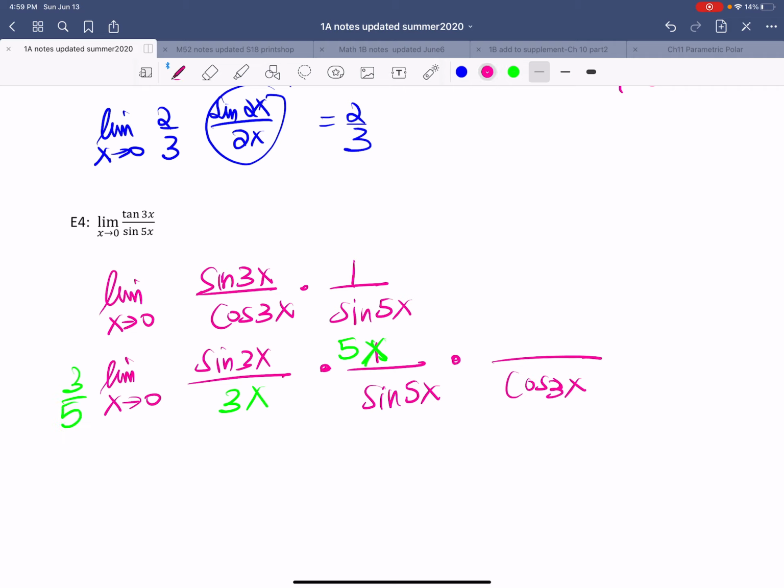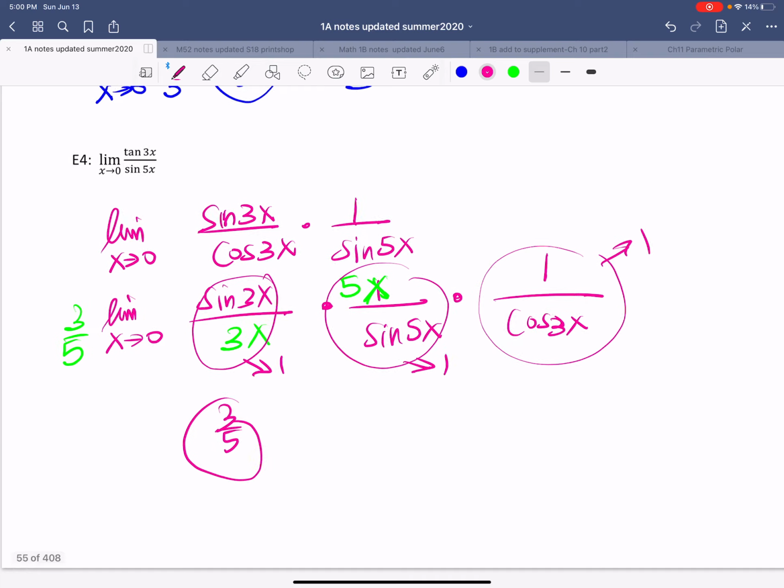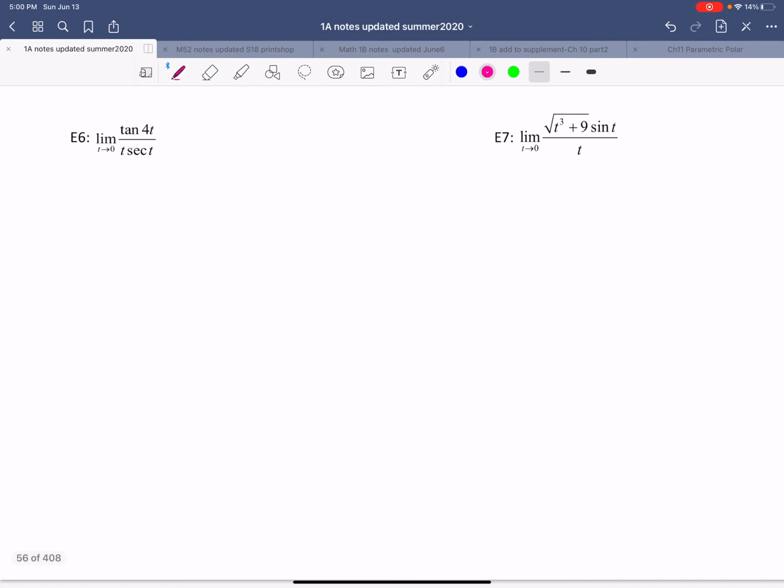The reason why I did that is now I can see my special trig limits. And I can just leave a 1 in the numerator for cosine 3x. This limit goes to 1. This limit goes to 1. When x approaches 0, cosine of 3x will be cosine of 0, which is also equal to 1. So this limit turns out to be 3/5. And 3/5 is going to be my final answer for this limit. We earlier saw the squeeze theorem in a different video.